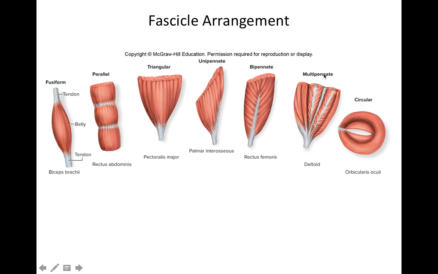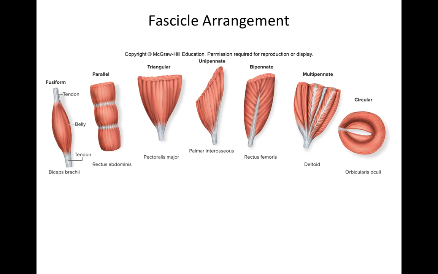So this is multipennate. And then you have circular. So you've got orbicularis oculi and orbicularis oris. Circular is the weakest of all of these arrangements. The strongest are something like multipennate. This has to do with the number of fascicles in the muscle.